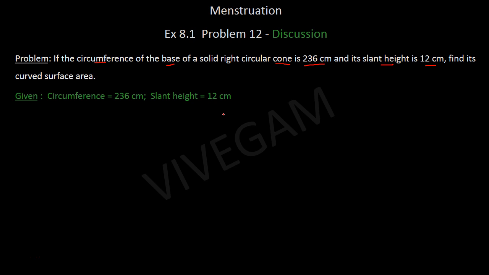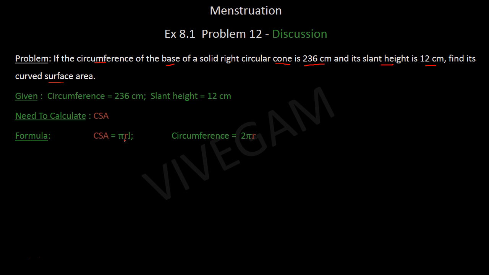Next, let's list what is asked in the problem. We are asked to find the curved surface area. We need to calculate the curved surface area. Next, let's list the formulas. Curved surface area of a cone is pi into r into L.